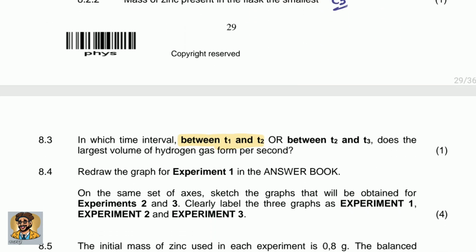That one is the question. That is quite simple. Question 8.4. Redraw the graph for experiment 1 in the answer book. On the same set of axes, sketch the graph that will be obtained for experiment 2 and 3. Clearly label the 3 graphs experiment 1, 2, and 3.